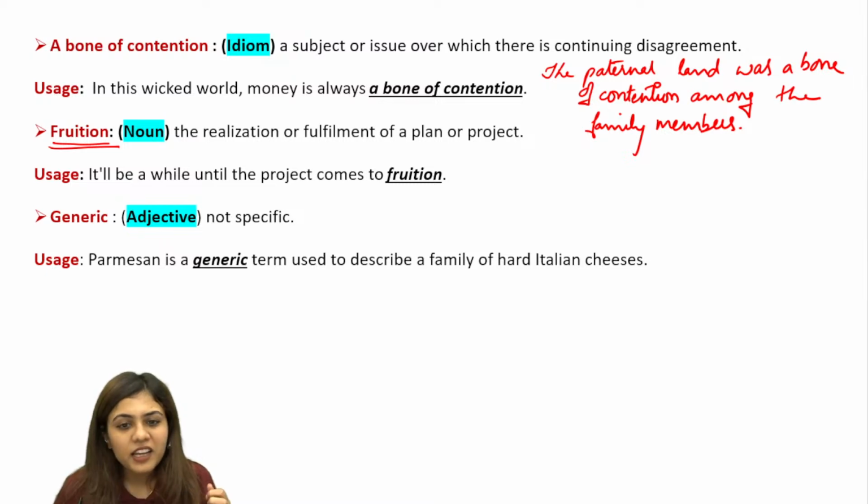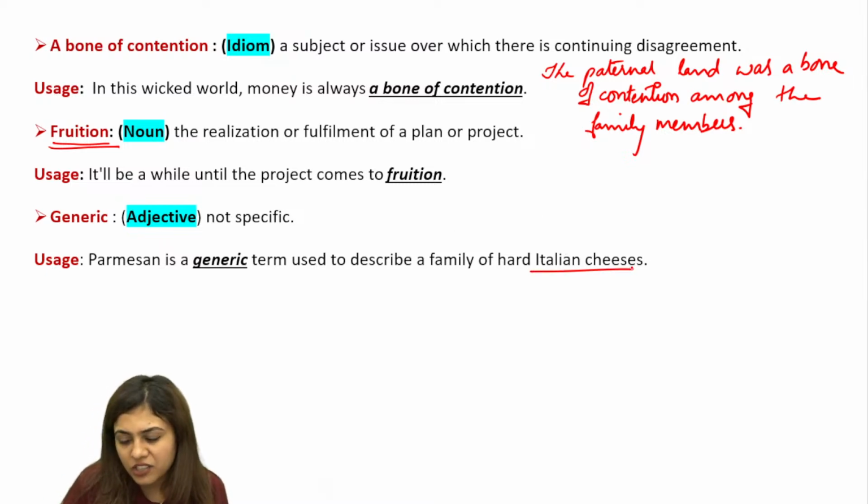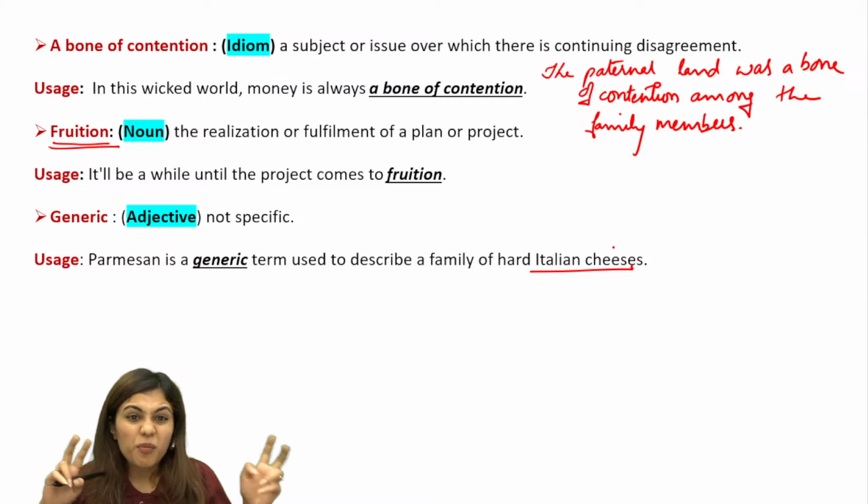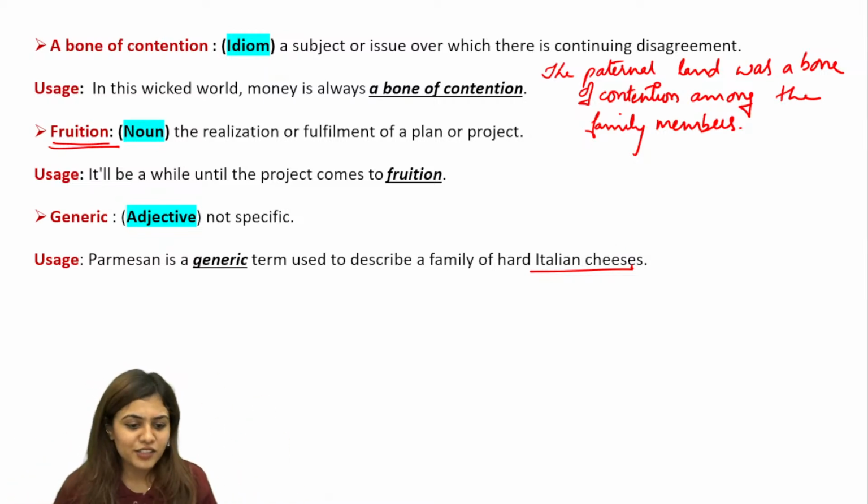So wherever we talk about Italian cheese, we just give it the common general name of parmesan, but there are a lot of varieties of parmesan. So as you can see, that's how you can use generic. Generic is basically something which is not specific.